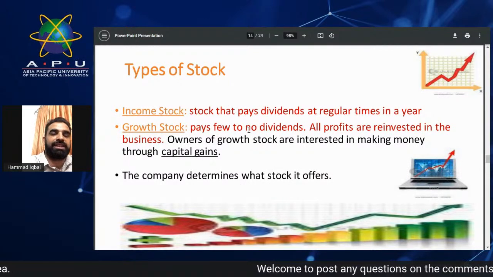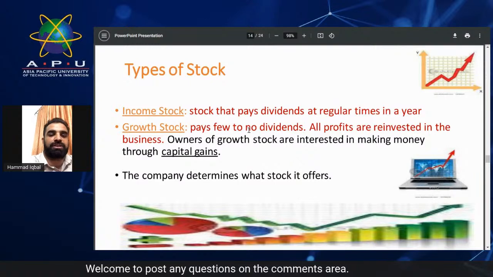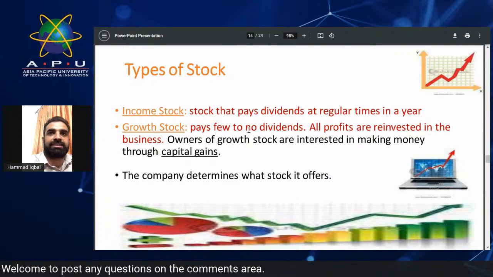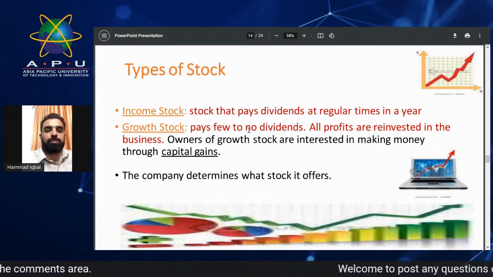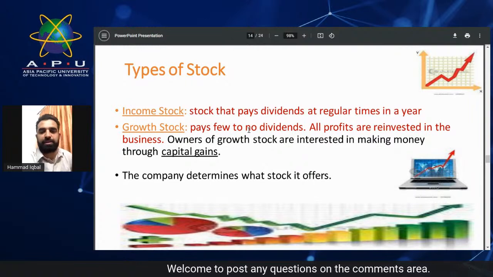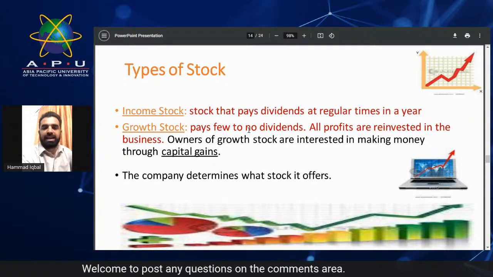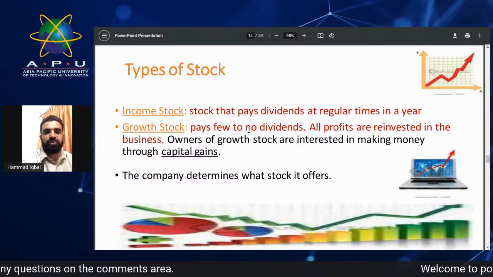Some are growth stocks, which increase in price, and sometimes they give profit as well in the form of dividends. But the dividend is not the priority. Their projects and new things are more important. Their growth is more important. In that case, their price usually increases. So that's called a growth stock. Can we move to the next one?